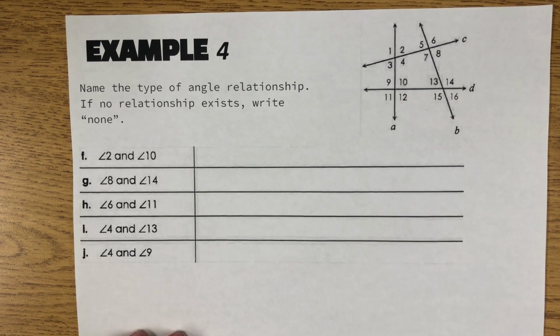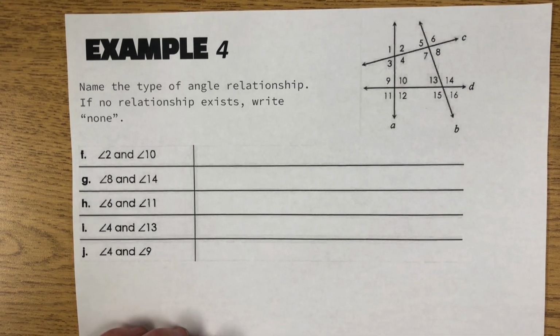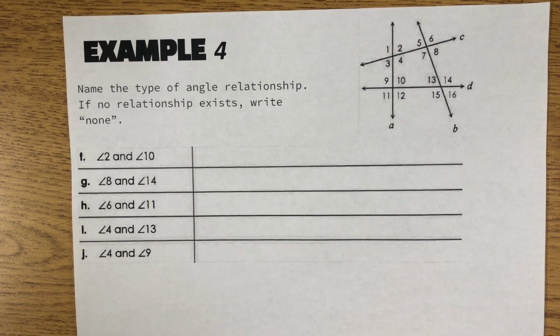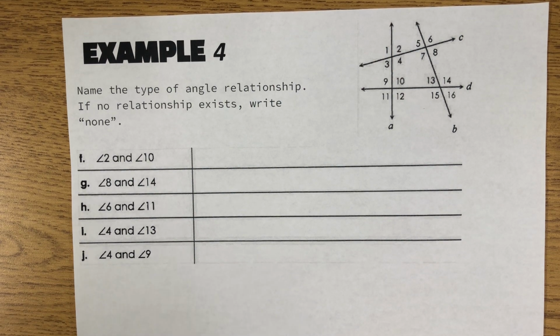All right, let's go ahead and look at F through J, the last set on example 4. Go ahead and pause the video here, see if you can answer these and name those angle relationships. Hint, there will be some that are none. So go ahead and try that, pause it here, and then restart it once you're ready to check your answers.